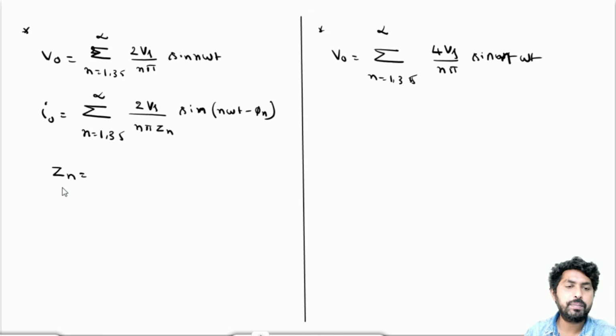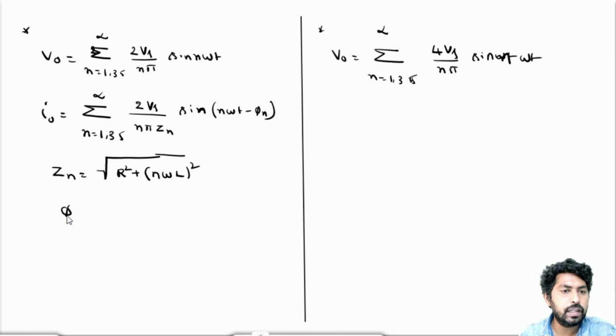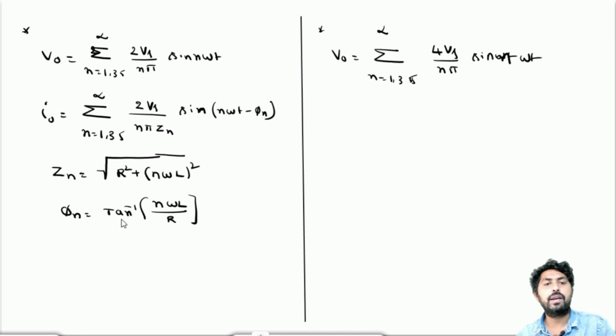So now let us represent Zn. What is Zn? Zn equals the square root of R squared plus, for the nth harmonic the frequency will be nω, so it will be (nωL) whole squared. Now let us find φn. φn equals tan inverse of, so it is an impedance angle, nωL divided by R, tan inverse of XL by R.